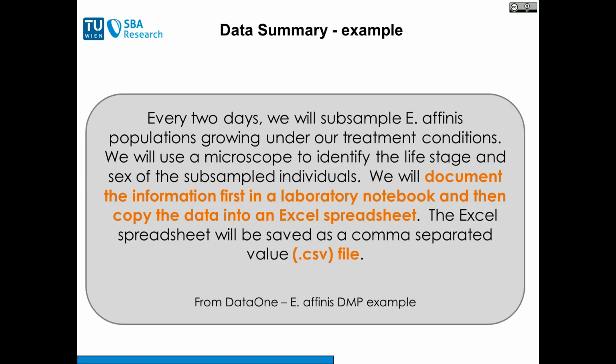An example from a real DMP from the US, actually. This is a sample passage you can do. So every 2 days, we will subsample affinis populations growing under our treatment conditions. We will use a microscope to identify the life stage and sex of the subsampled individuals. We will document the information first in a laboratory notebook and then copy the data into an Excel spreadsheet. The Excel spreadsheet will be saved as a comma-separated value CSV file. And again, some people may question if Excel is the best tool. It's a proprietary tool. Maybe you can use an open access tool, but this is always a matter of practice in a given community. If everyone in your community is using Excel, yes, maybe it's not the best, but you can still say you're using it as long as you state it explicitly.